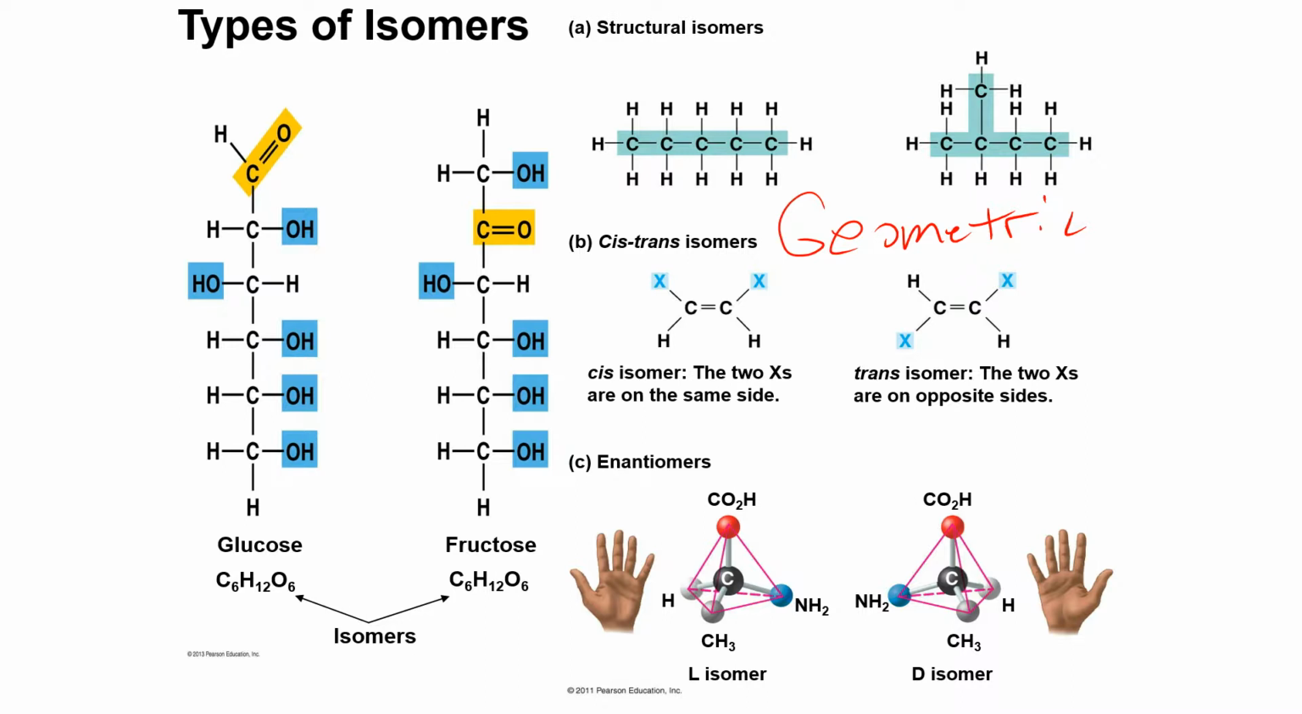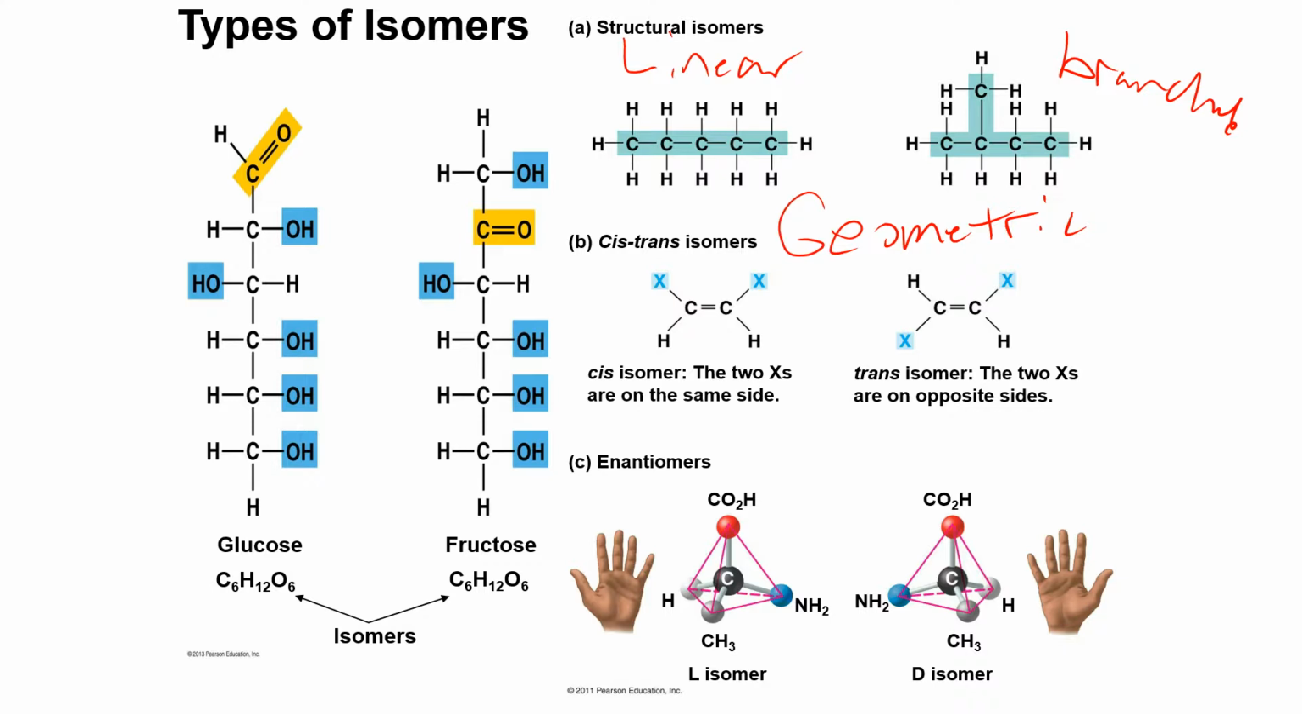So here, you're looking at these 2 structural isomers. You have a linear form, and then you have a branched form. So they differ structurally, which is basically how the carbon atoms are rearranged in the backbone.